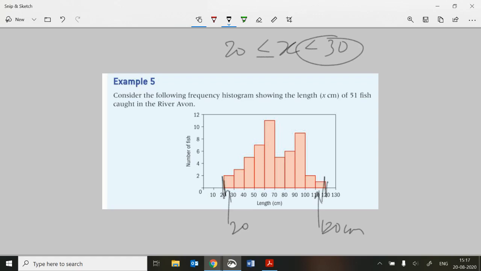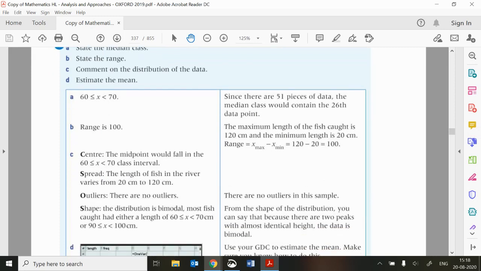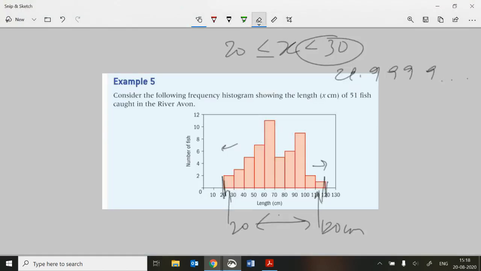The fact is that this includes 29.9999. And so for our purposes, we can say that the difference between these is simply 120 take away 20. Anyway, that's the maximum range because, of course, the biggest fish won't necessarily be at the end of this category. Likewise, the smallest fish won't necessarily be at the start of the first category. So what do they say? Oh, they just say the range is 100. I don't think it is. I think the range, interesting.